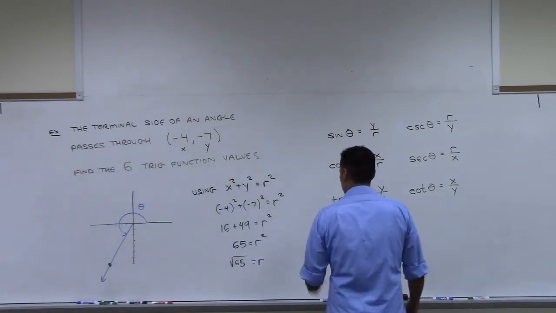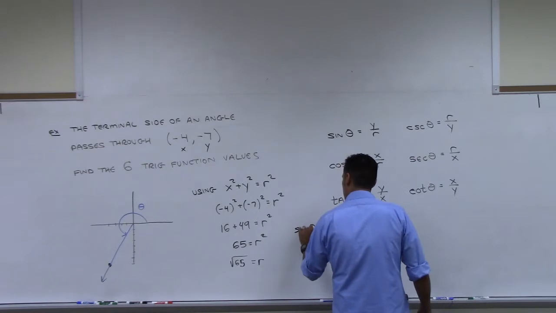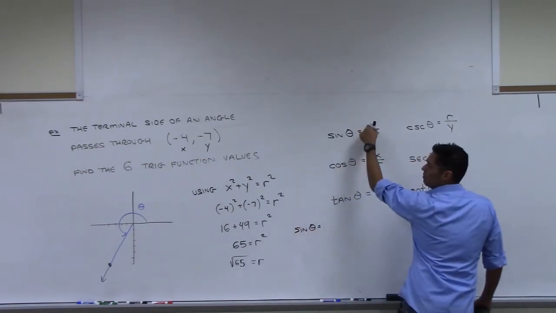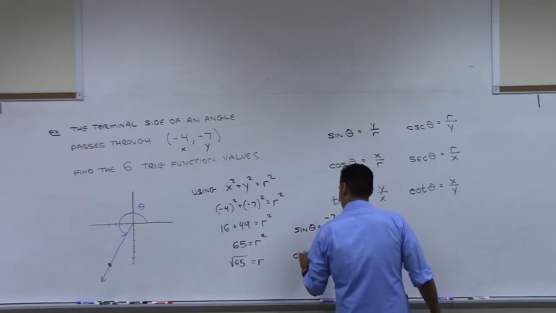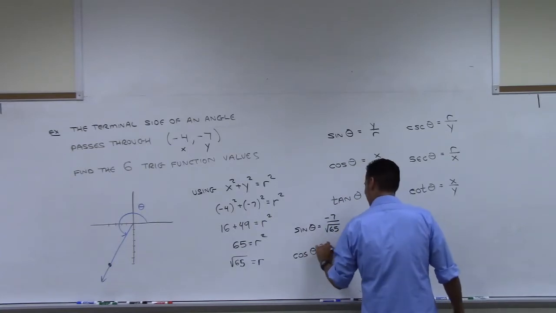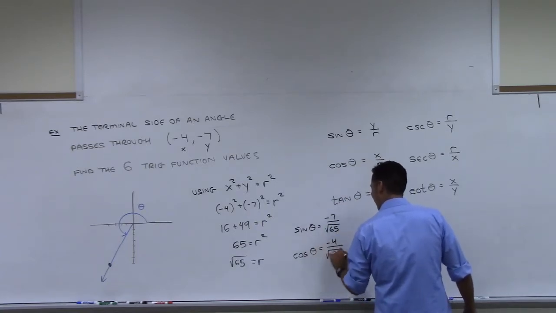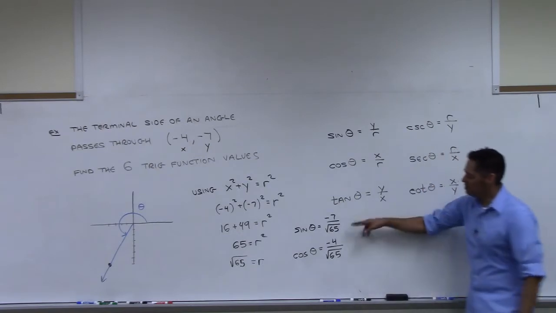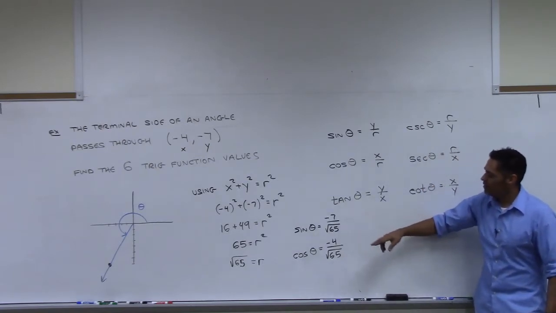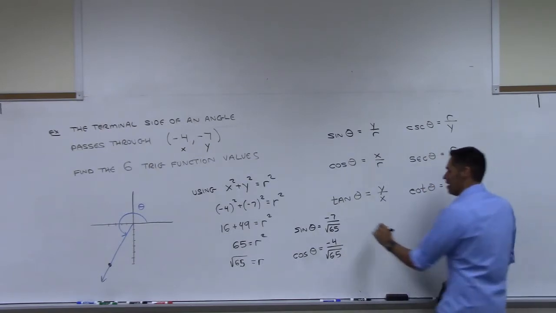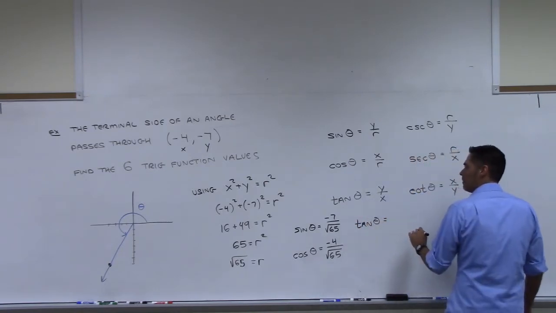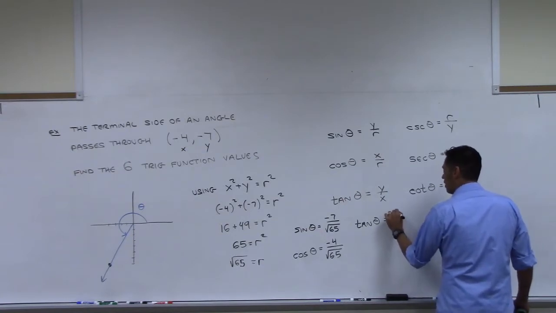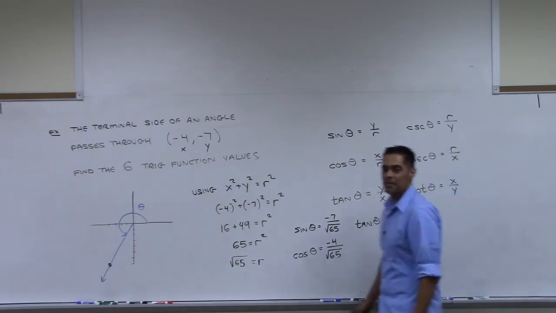So what would sine of this angle be? Sine is y over r. So -7 over the square root of 65. You can't have that square root at the bottom. Okay, so sine is y over r, cosine is x over r, tangent is what? Good, it's 7 over 4 because they're both negative, right?